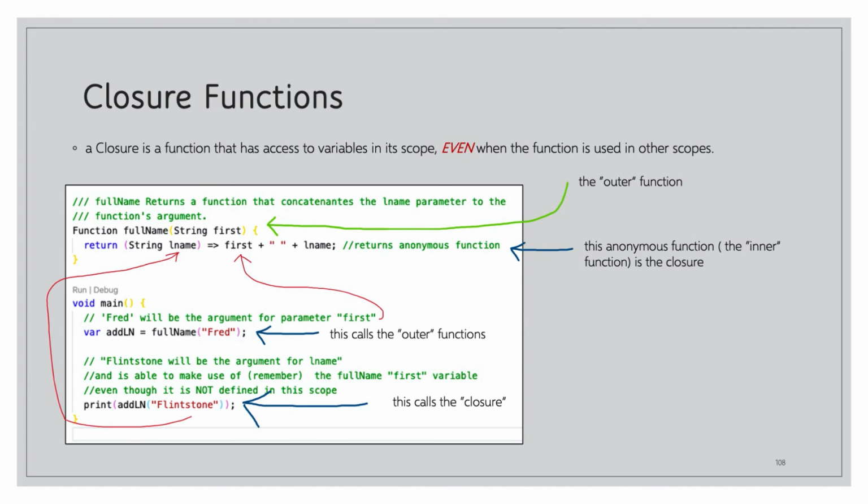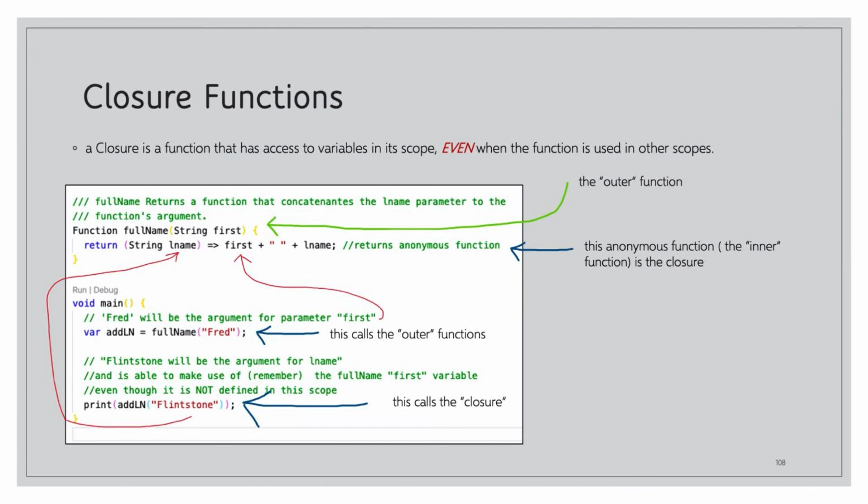So we have then below our main function, Fred will be the argument for parameter first. This calls the outer function. Flintstone will be the argument for lname and is able to make use of, and remember, the full name first variable, even though it is not defined in its scope. So add ln, Flintstone, this calls the closure. Does that make sense? Take a good look at it.